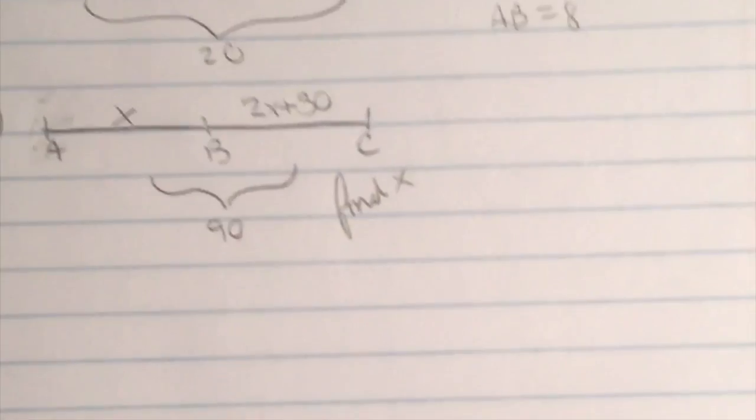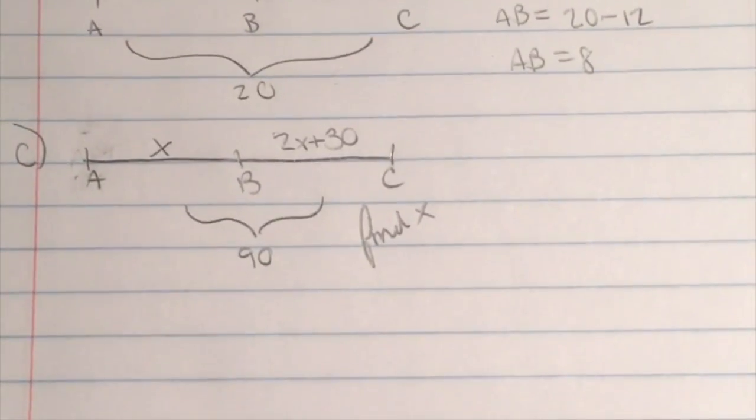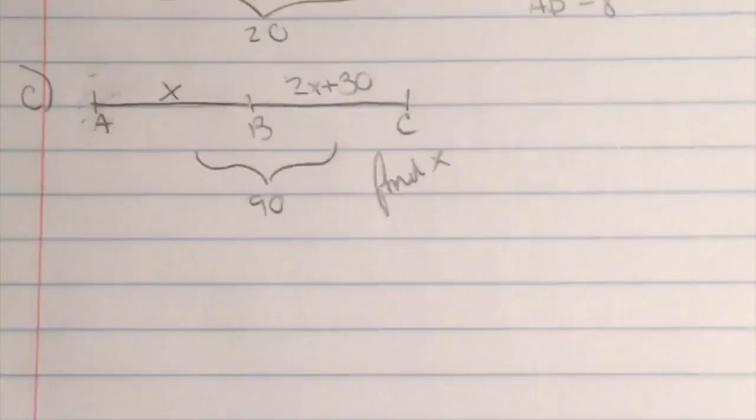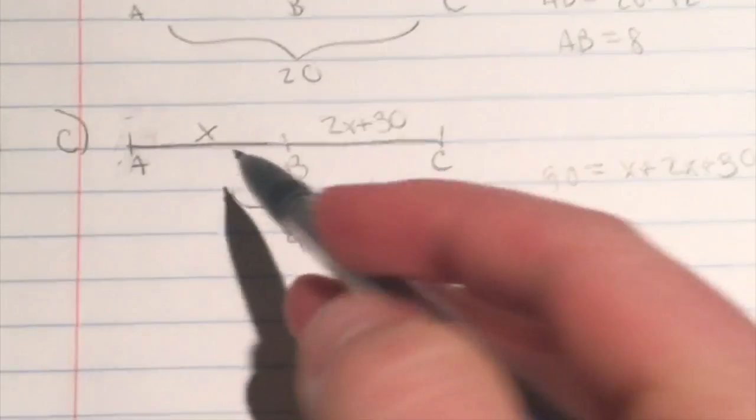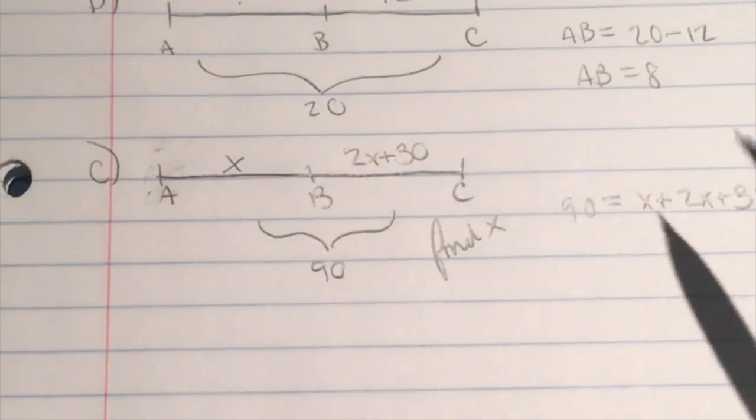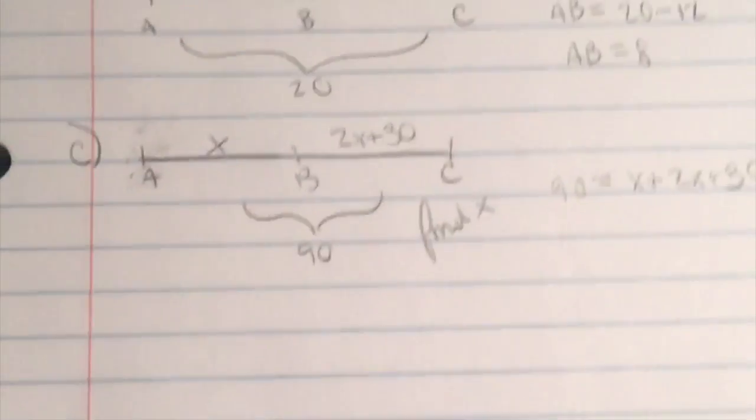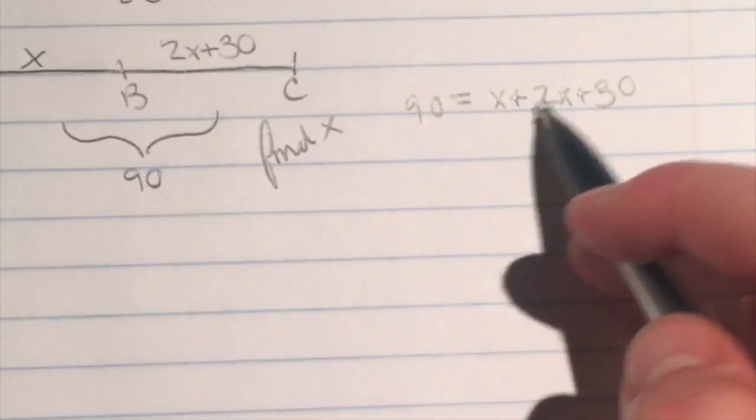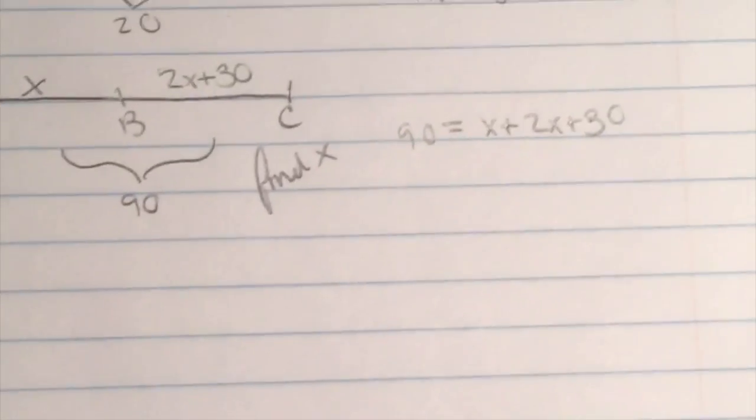And this is a very important skill. If you don't know how to do this, you should touch up on this before you try these problems. So 90, which is the total length, is equal to x plus 2x plus 30. Because we know that x, which is AB, and BC, which is 2x plus 30, added together is going to get you AC. So solving this, we combine x and 2x together because those are like terms.